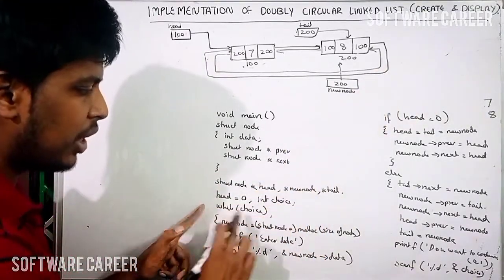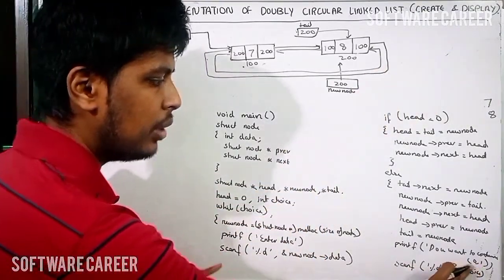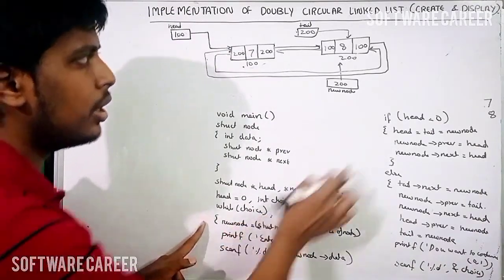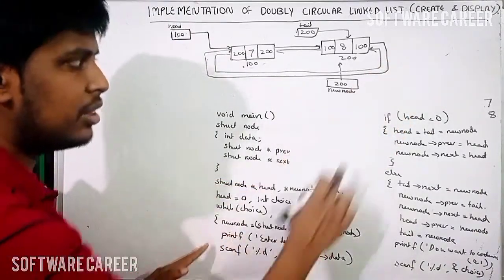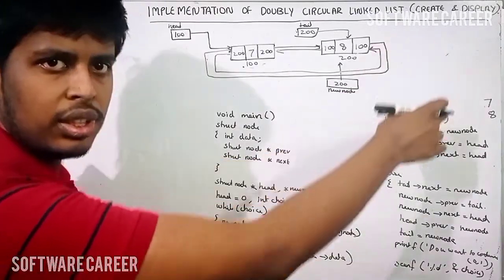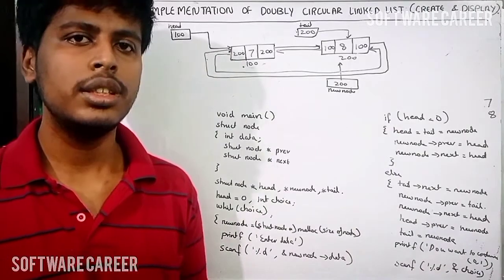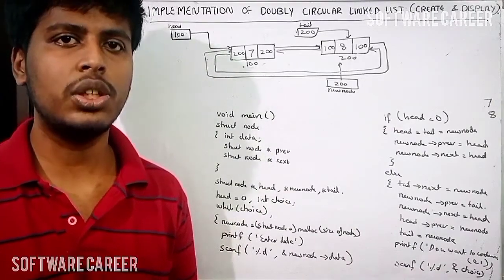So that's why I'm writing while choice. Now if he enters 1, the choice is 1, so it enters into this code, it creates a new node, it reads the data in it, and the previous pointer and next pointer it will store. So this is how you should create a circular linked list, double circular linked list.